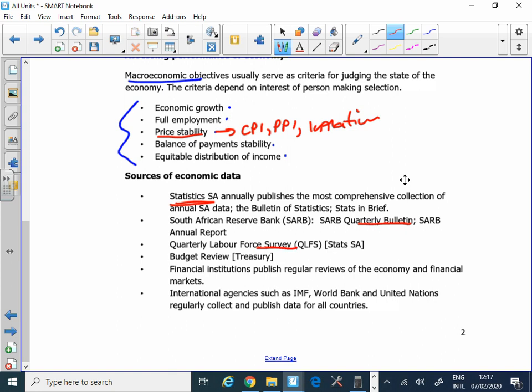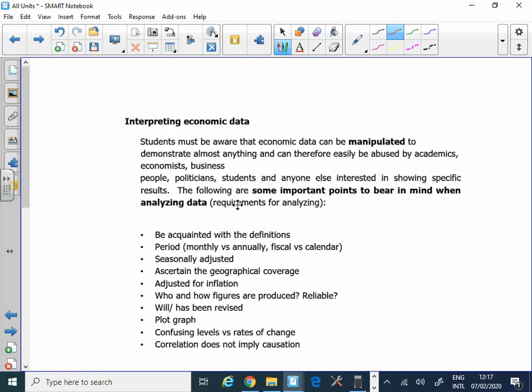Budget review, that's the treasury. Financial institutions publish regular reviews of the economy and financial markets. International agencies such as the IMF, World Bank, and United Nations regularly collect and publish data for all countries. So that's where we are going to get the sources of data that we are going to need.